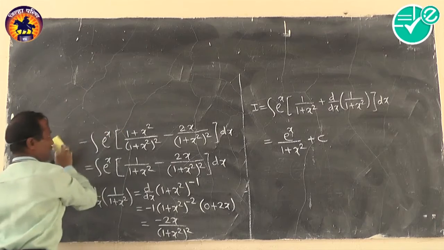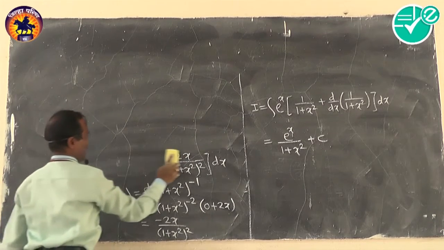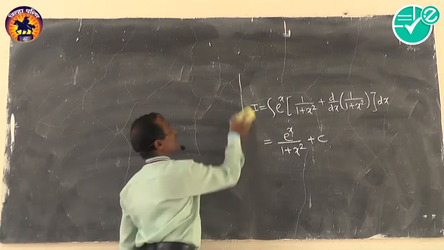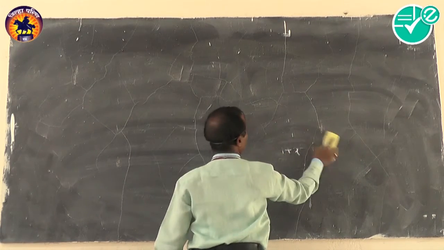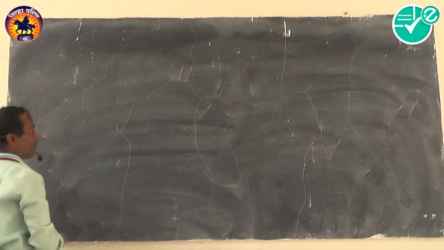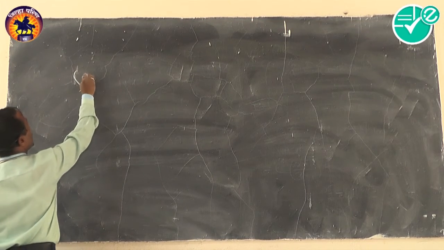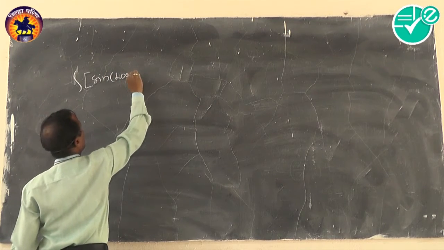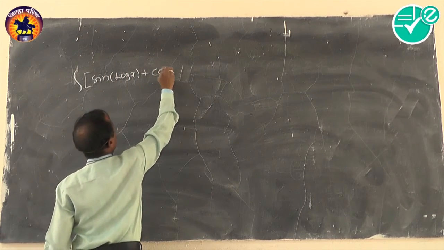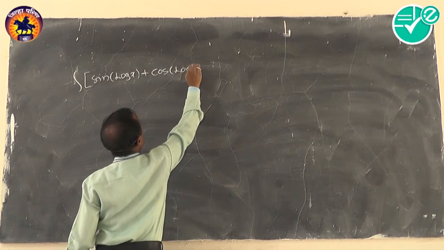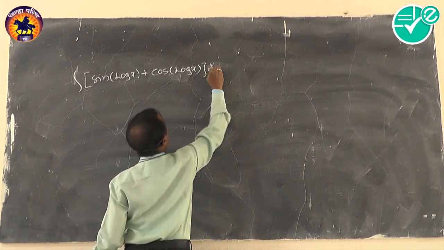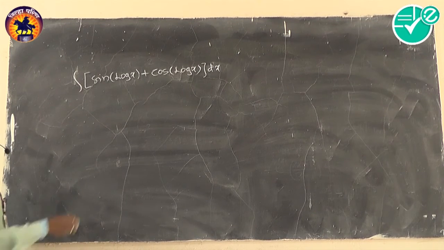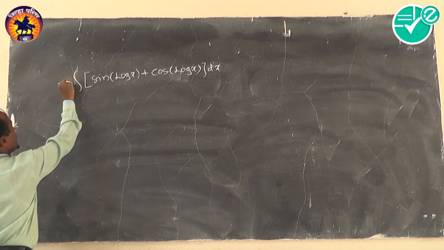Now we are going to take an example on the same method, but we have to solve this example by using the substitution method. Integral of sin of log x plus cos of log x dx. I want to solve this example by using the substitution method. Let I is equal to the given function.